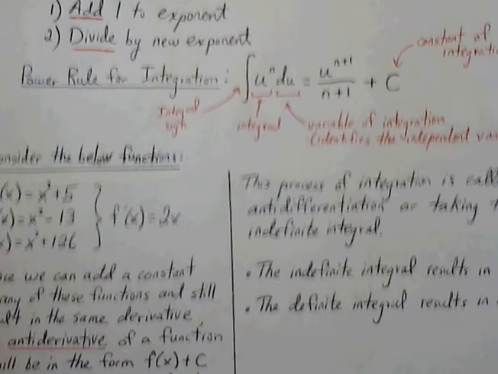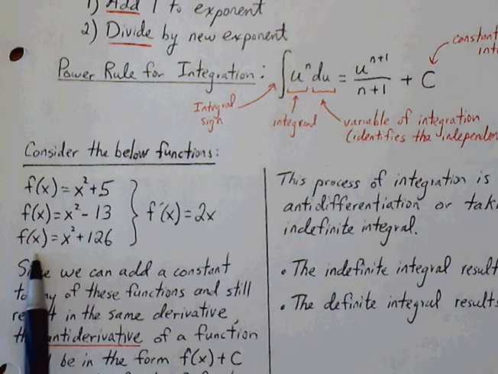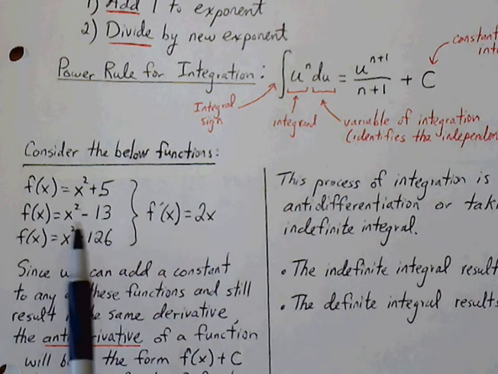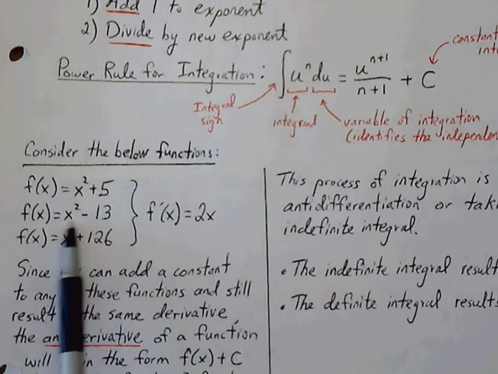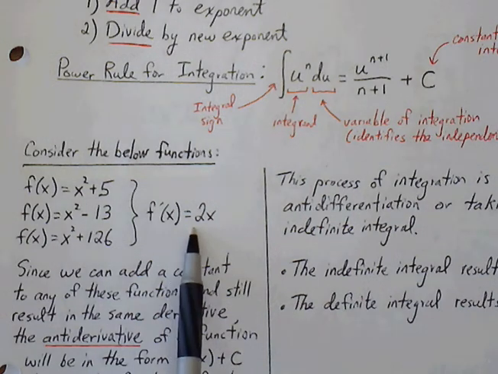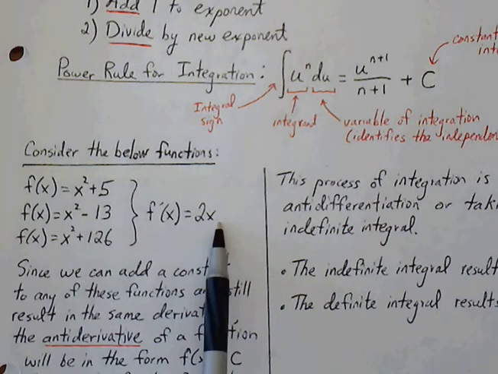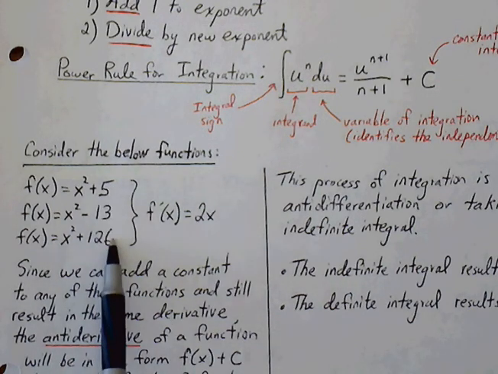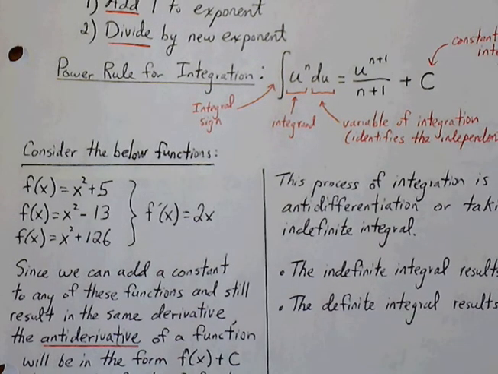Let's consider something that we've seen before. What do you notice is similar between all these functions when we find the derivative? When we find the derivative, x squared plus 5 becomes 2x. X squared minus 13 also becomes 2x. And x squared plus 126 also becomes 2x. So we see that there's a family of functions which all share the same derivative. It doesn't matter what constant we have, as long as we have the x squared in place, our derivative will all be 2x.